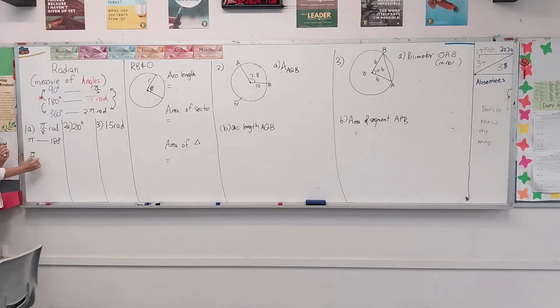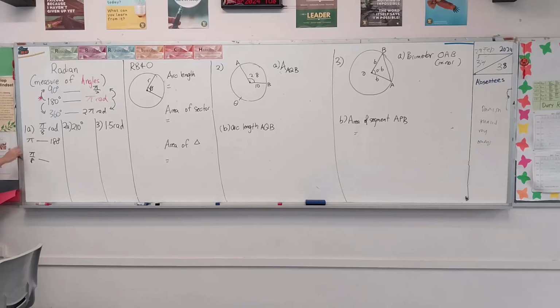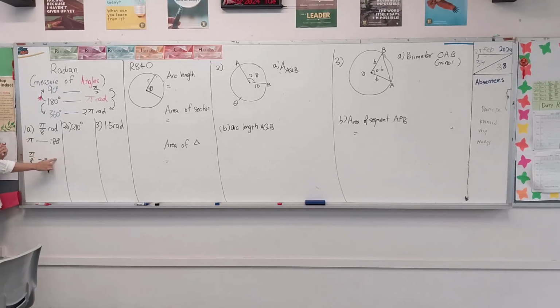Pi over 8 radian is how many degrees? You divide by 8, right? You divide by 8. So that's the starting point. You always start with this. So you divide by 8. Can someone help me, please? 180 divided by 8 is 22.5 degrees. You must write the unit.